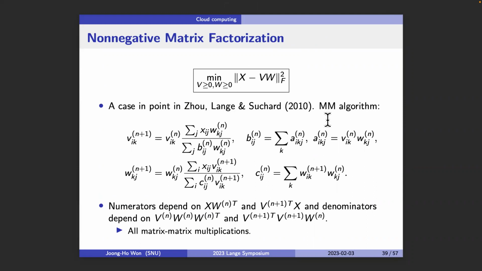For this problem, there is a very well-known MM algorithm, which has this complex iteration, depending on your perspective. It may be complex or sometimes simple. But the gist of this algorithm is that it depends heavily on matrix multiplication. So the numerator depends on these matrices, and the denominator depends on these matrices, and these are all matrix multiplications.